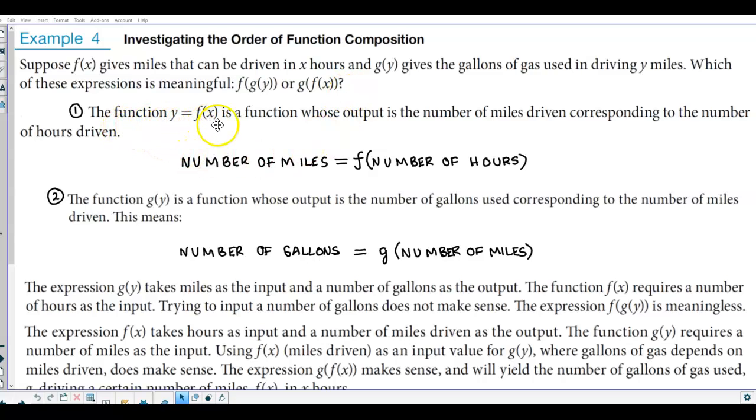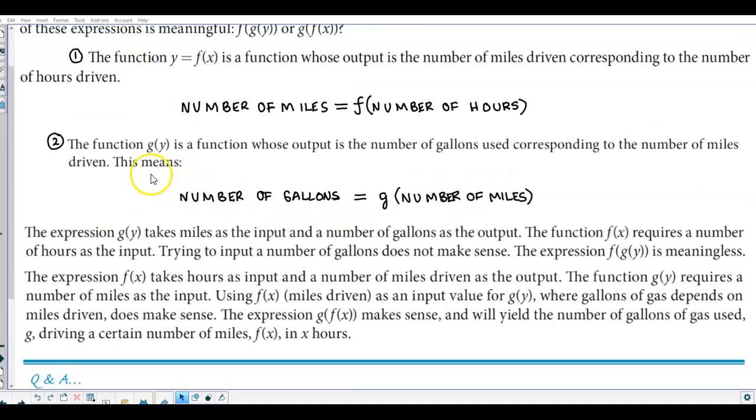Now, the function y equals f of x is a function whose output is the number of miles driven corresponding to the number of hours driven. So the number of miles is equal to f of the number of hours. Now, the function g of y is a function whose output is the number of gallons used corresponding to the number of miles driven. And what this means is the number of gallons is equal to g of the number of miles. The expression g of y takes miles as the input and a number of gallons as the output.